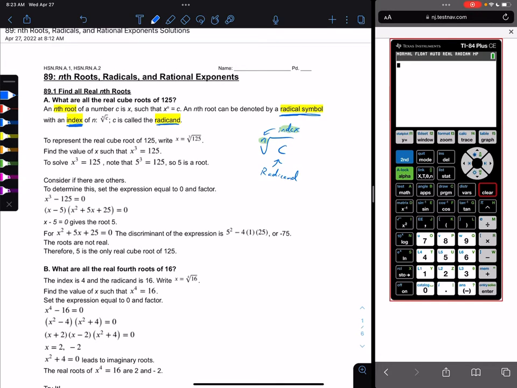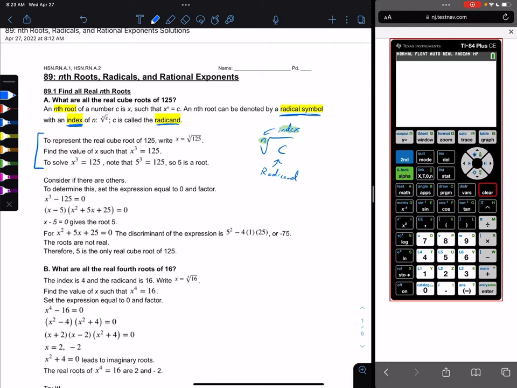So let's look here. To represent the real cube root of 125, write x equal to the cube root of 125, and then you would want to find the values of x such that x cubed would be equal to 125. So to solve x cubed equals 125, note that 5 to the third power equals 125, so 5 is a root.